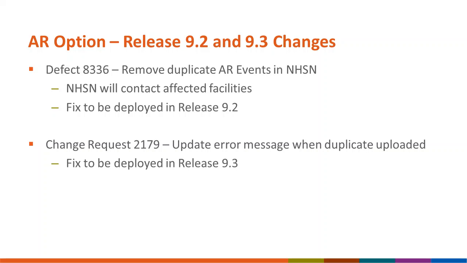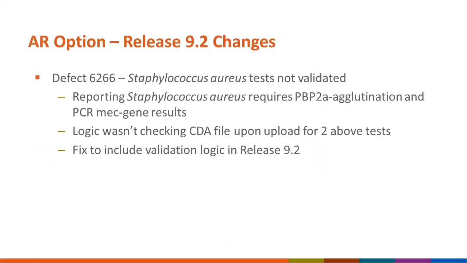As a follow-up to defect 8318, defect 8336 was created so that we could remove those duplicate AR events from NHSN. The NHSN team will be reaching out to individual facilities that had those duplicate events to let them know, and this fix is planned for the 9.2 release in December. Additionally, change request 2179 was created to clarify the error message that's received when a duplicate is uploaded. This CR is slated for the 9.3 release of NHSN in 2019.